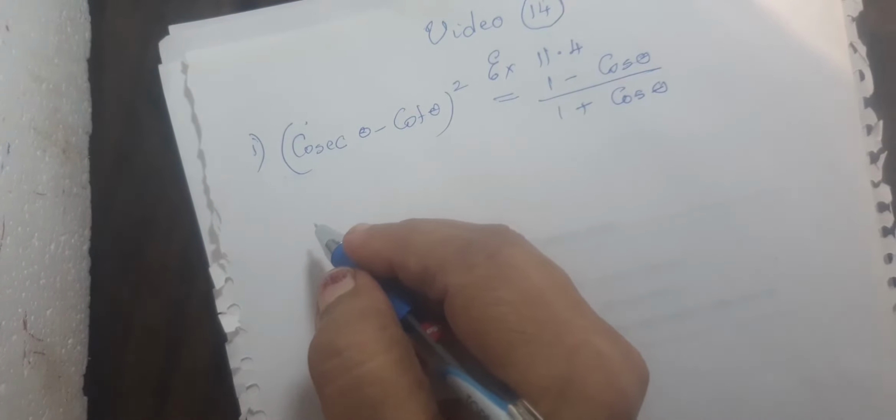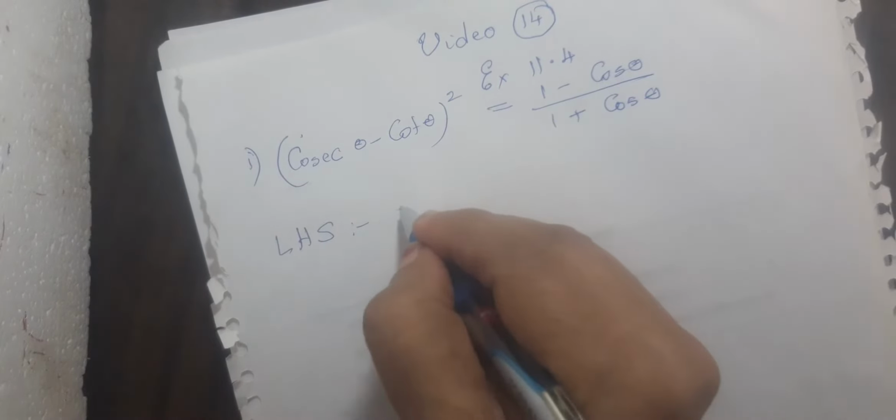I will take the left hand side now, but I am going to tell you something which you have to remember. Cosec theta, cot theta, tan theta, all these, you have to write in the form of sin theta and cos theta. For example, LHS if I take, it will be cosec theta minus cot theta the whole square they have given.